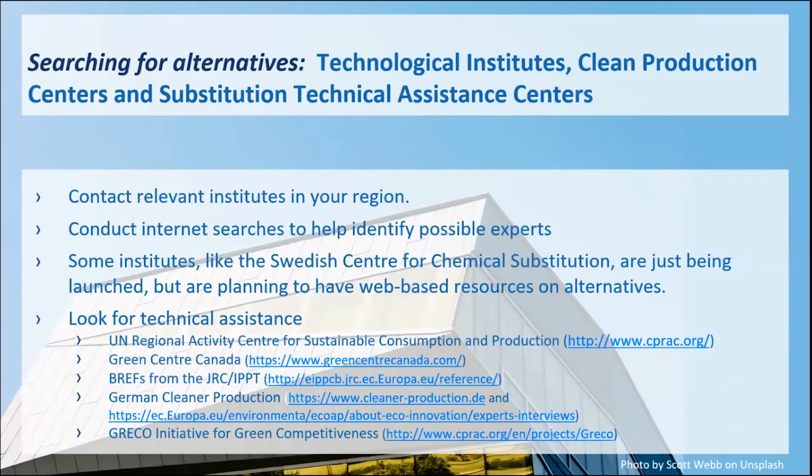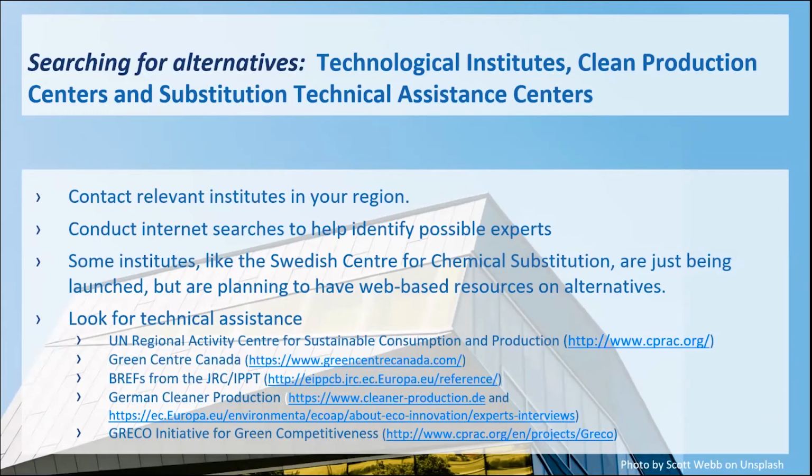Technological and academic institutes, clean production centers, and substitution assistance centers are rich sources of information on potential alternatives. To access the information and expertise they have, however, you first have to find them. Contacting relevant institutes in your region can take time, particularly if you're looking for a specific expert who will be most useful to you. Start by conducting internet searches.